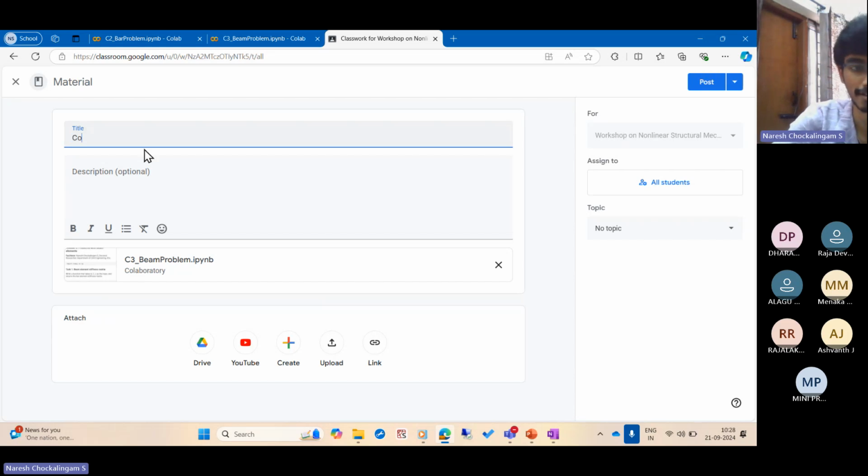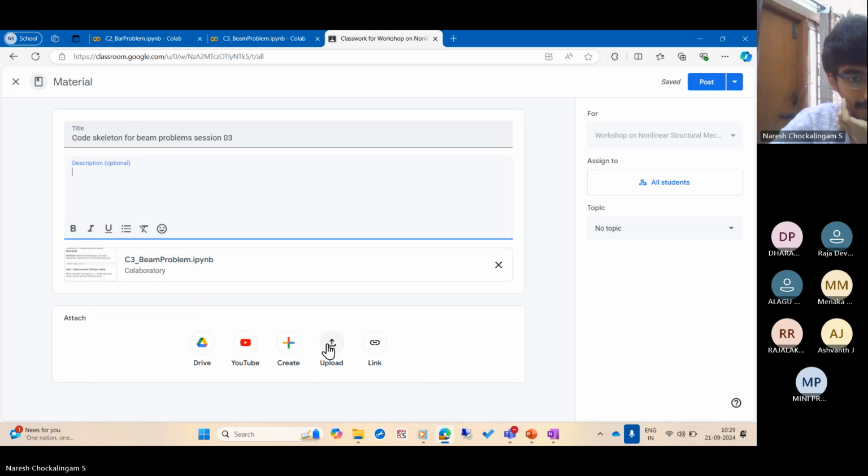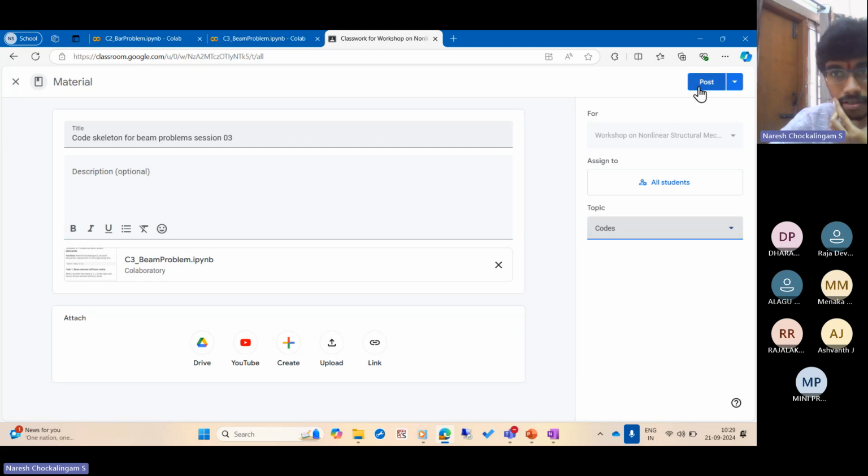So this is code skeleton. Yes. Topic will be codes.